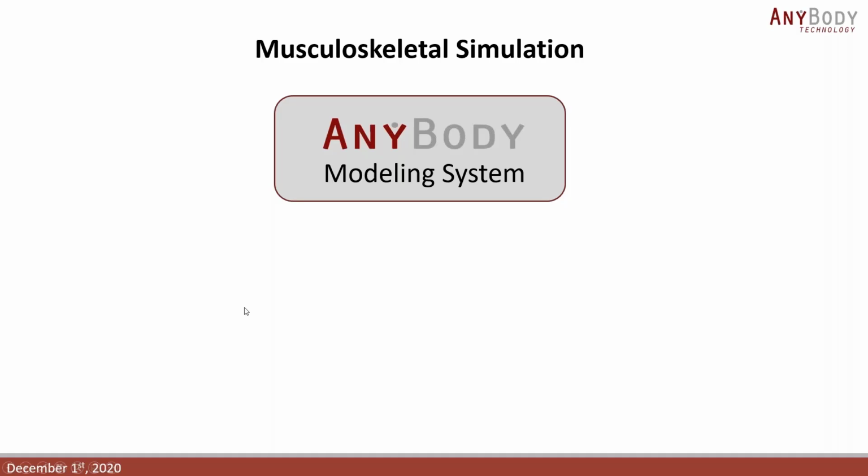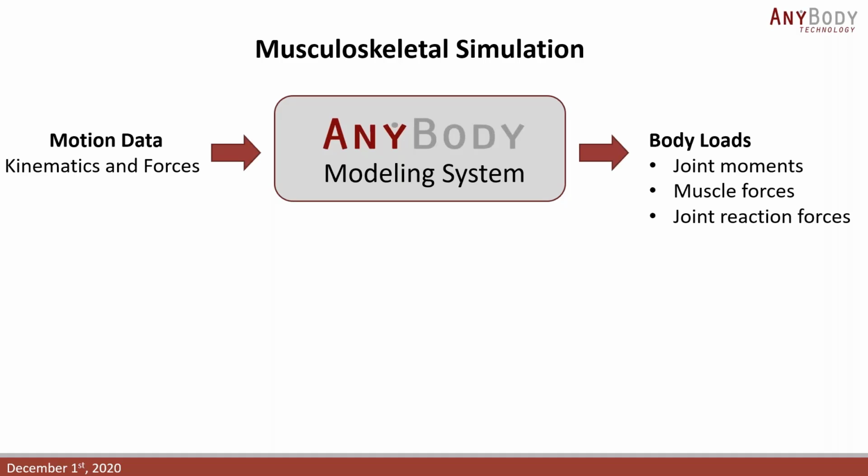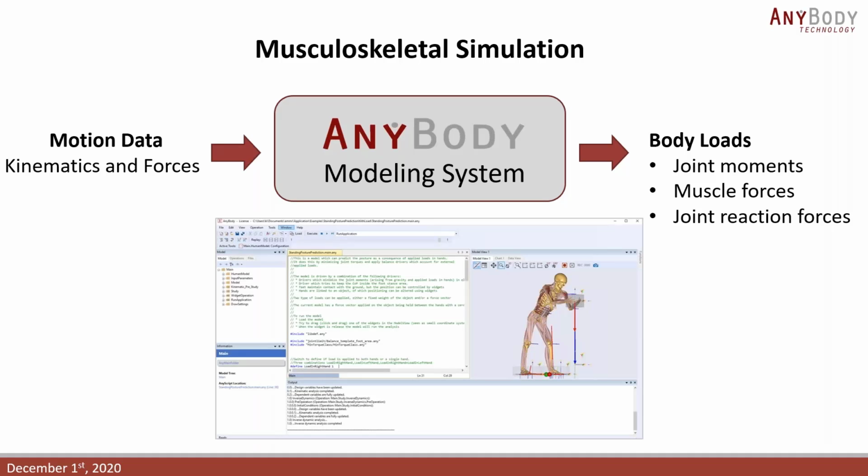So what is the Anybody modeling system? The Anybody modeling system is a software that allows you to do musculoskeletal modeling and simulations. As input, it takes motion data as kinematics and forces, and it calculates internal body loads as joint moments, joint reaction forces, and muscle forces. And here in the bottom of the screen, you can see a screenshot from Anybody. So this can give you an idea of how the system actually looks.